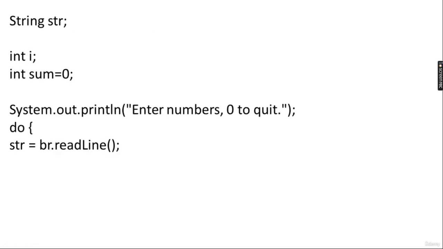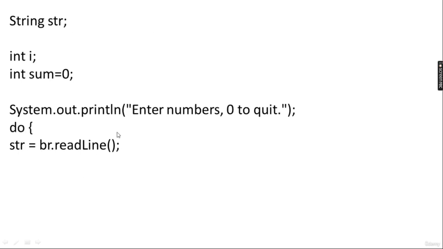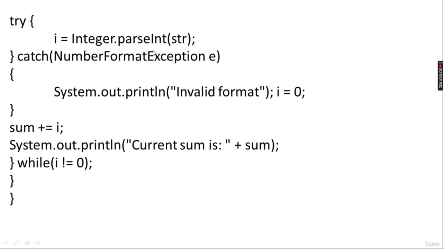So whatever is written inside the do-while loop, whenever the user enters any value, it will be stored in a string first, then it will be converted to an integer, then it will be added to sum, then the current sum will be printed. Again, if the user enters a non-zero value, it will again take input, again convert it to an integer, again add it to sum, and again display the current sum. Okay.